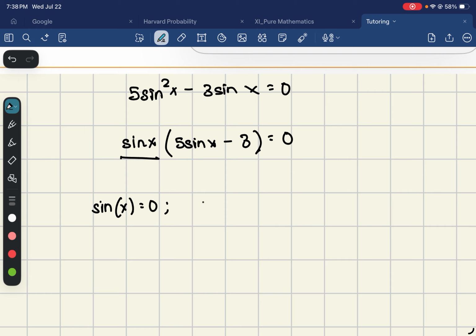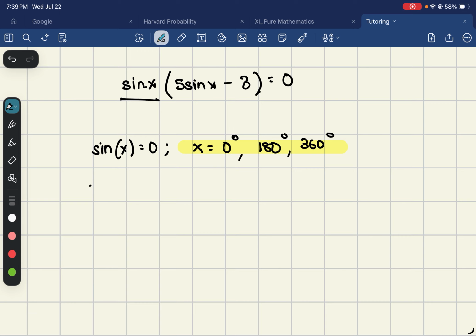And if sine x is equal to 0, we already know for 0 to 360 that if x is 0 degrees, 180 degrees, or 360 degrees, sine x is going to be 0. All right. So we have immediately solved for 3 angles.